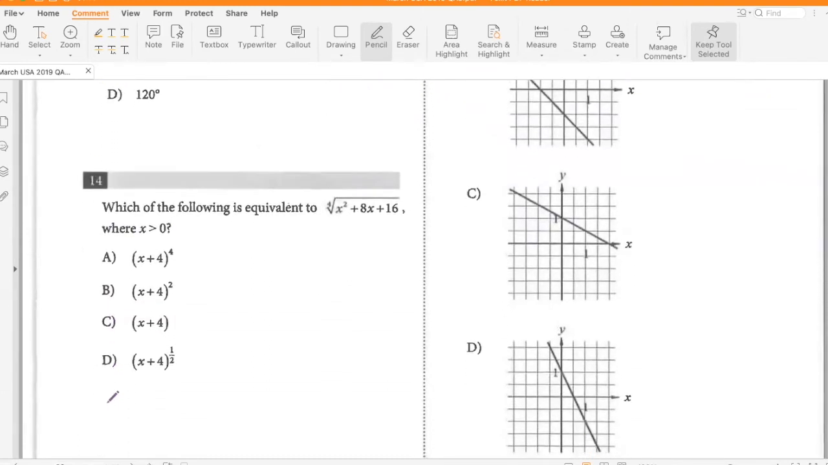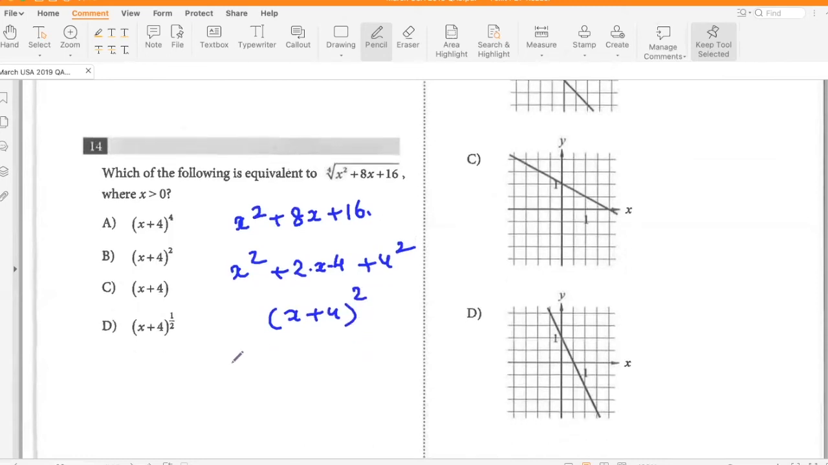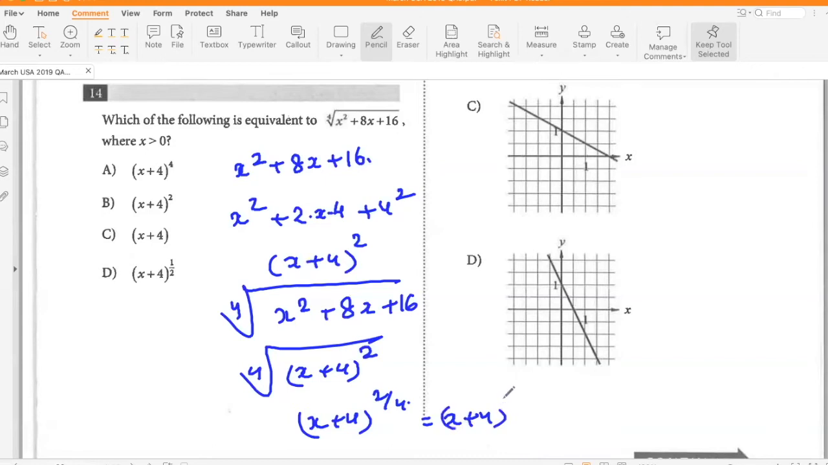Which of the following is equivalent to the fourth root of x² + 8x + 16? Okay, so I can write x² + 8x + 16 as x² + 4² + 2 times x times 4. So that's (x + 4) the whole squared, right? So then the fourth root of x² + 8x + 16 will be the fourth root of (x + 4)², which is (x + 4) to the power 2/4, which is (x + 4) to the power 1/2. So D.